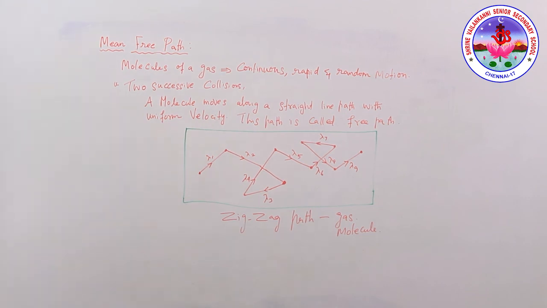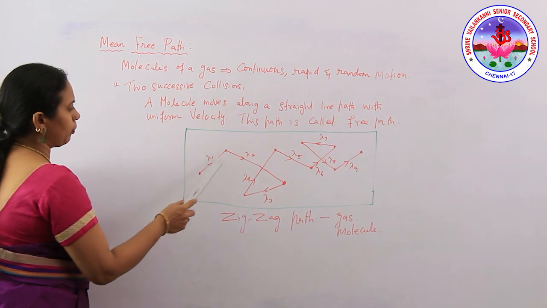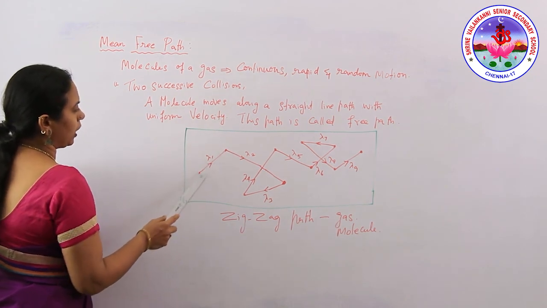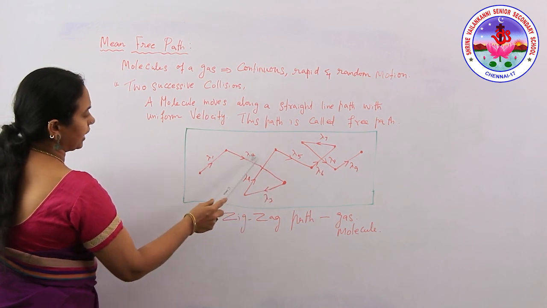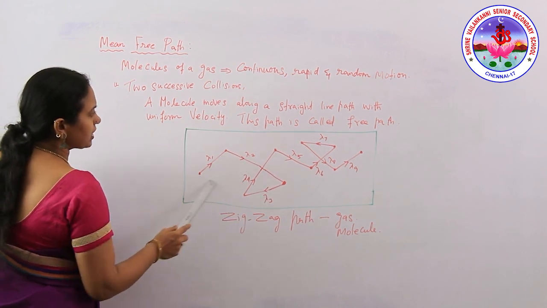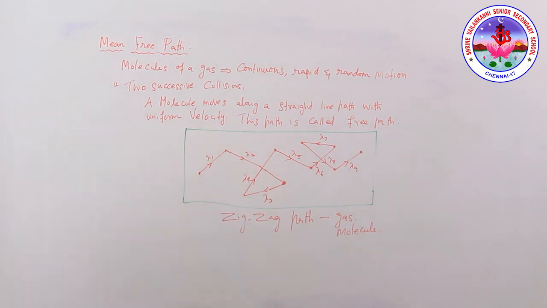Now you are seeing the diagram. In the diagram, the velocities of each molecule are changing both in magnitude and direction. Hence each molecule follows a series of straight line zigzag paths. You may see lambda 1 for one molecule, where the magnitude is varying and the direction is also varying with respect to the other molecule. So this is the path we have taken for the molecule of a gas.